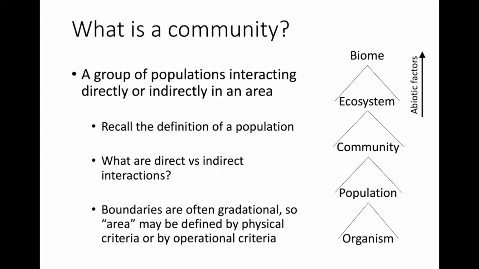I already talked about this. The boundaries of a community can be gradual. They can be more important or less important for different species in the community. So often, ecologists have to define their own boundaries for a community.